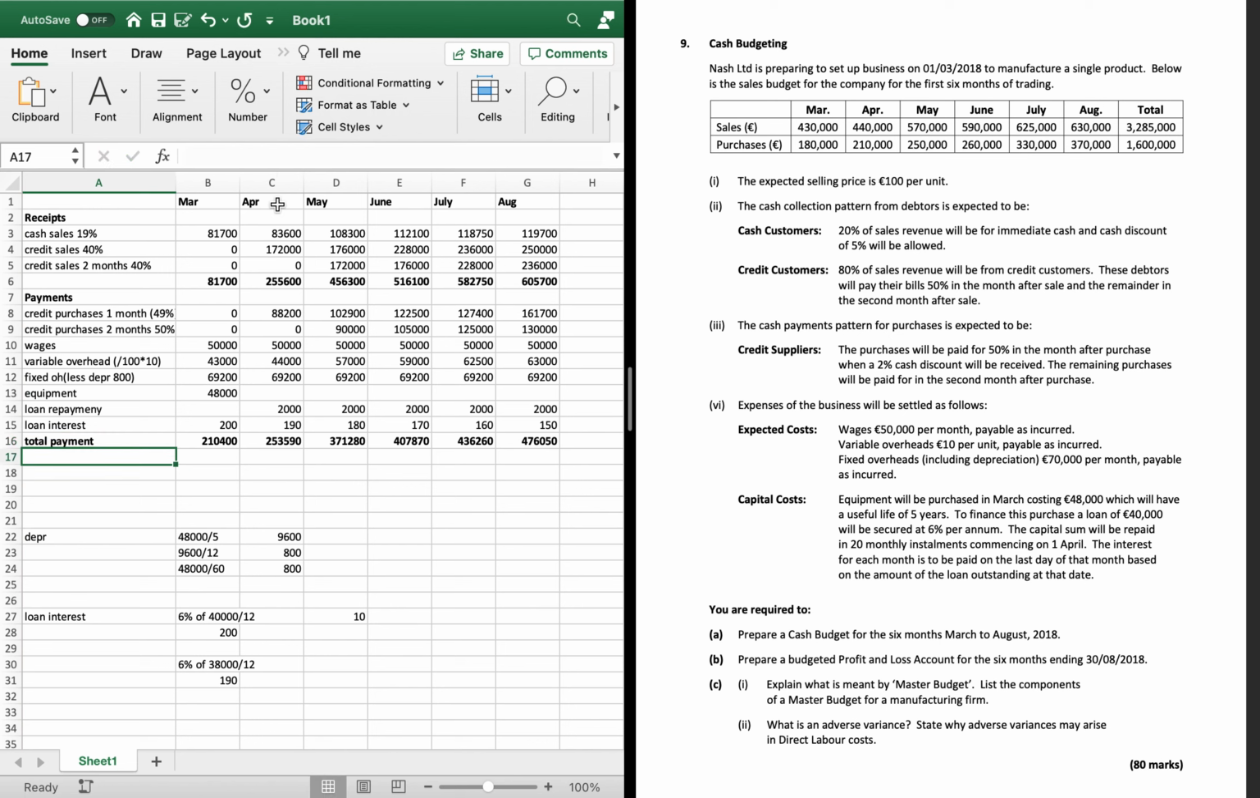So what we do then, we're going to go net cash, loan, opening cash, and closing cash. Now I'm going to put the loan in straight away. So remember I said that's one you need to be aware of. So the net cash is total receipts minus total payments. So 81.7 minus 210,400. You're always going to get a minus in the first one.